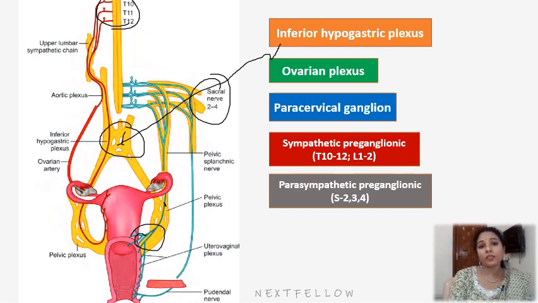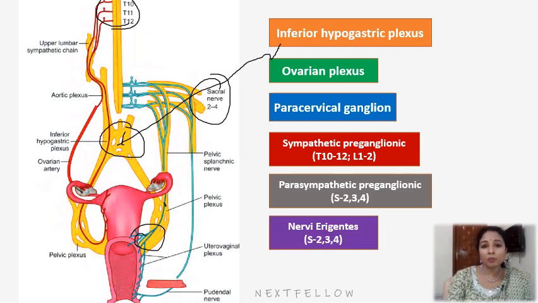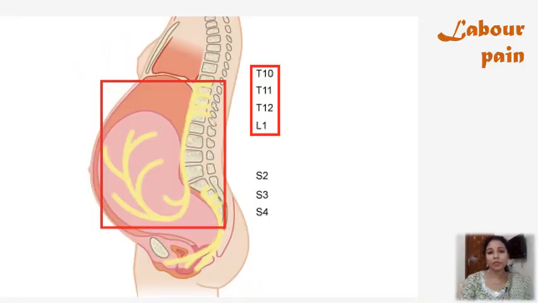So most afferent sensory fibers from the uterus ascend through the inferior hypogastric plexus and enter the spinal cord through the lumbar splanchnic nerves, that is T10 to T12 and L1 to L2, along with the corresponding spinal nerves. Coming to the sensory supply, the sensory supply to the cervix and upper part of the birth canal passes through the pelvic splanchnic nerves, which are called nervi erigentes. The root value of the sensory nerve is S2, S3, S4. And those from the lower portion of the birth canal are primarily supplied by the pudendal nerve. We can see the pudendal nerve which supplies the lower part of the birth canal.